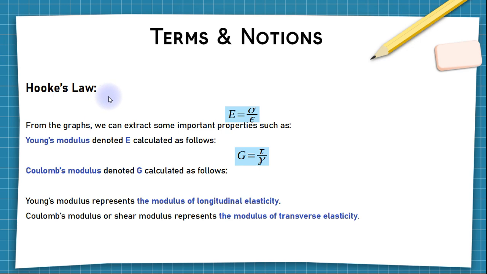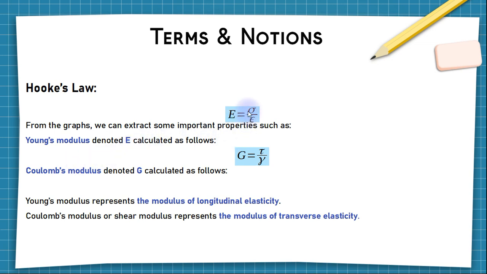So Hooke's law is basically something that you can extract. So E equals sigma over epsilon. This is very important because this is called Young's modulus.